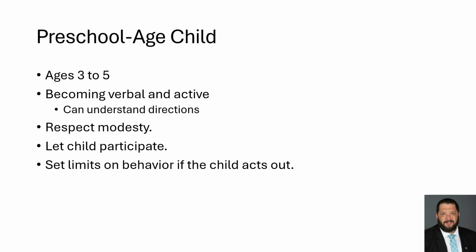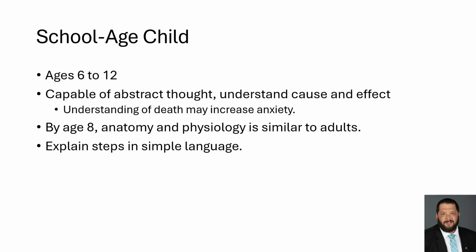Sometimes this helps facilitate assessment with this age group of patients. Set limits on behavior if the child acts out. Ages 6 to 12, we call these school-age children. They're capable of abstract thought and understand cause and effect by age 8. Anatomy and physiology becomes pretty similar to adults, which means we should engage the patient in discussion and treatment and information just as we would an adult patient.